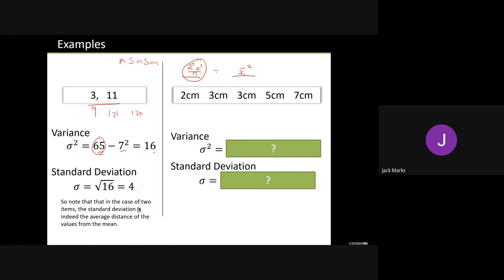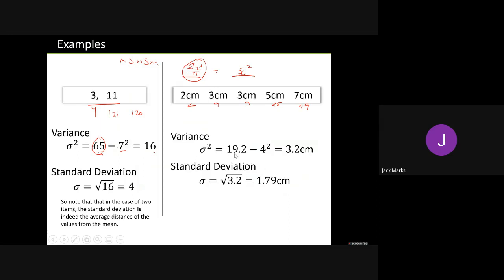If we repeat this with a harder set of numbers, so if we square these, 4, 9, 9, 25, 49. If we add these all together and divide by how many there are, so what are we going to get here roughly? 75, 74, okay, 83, 92, 96, 5 pieces of data, okay, so I'm thinking 19.2. And I could find the mean and work this out. And for standard deviation, I could square root it.